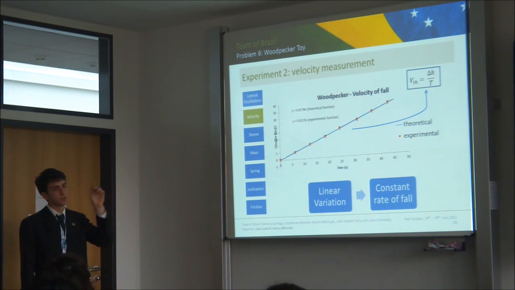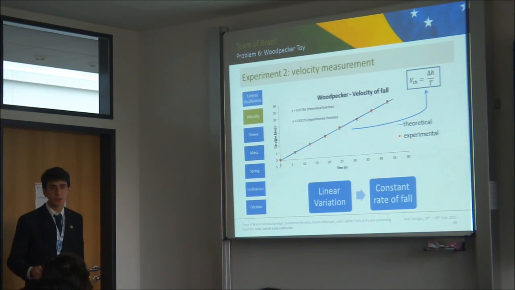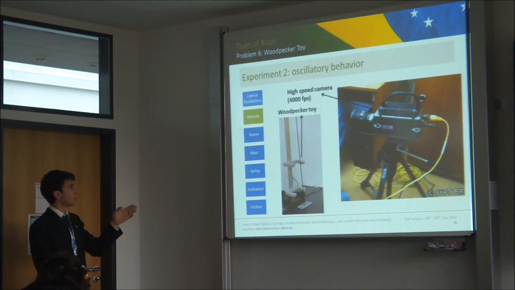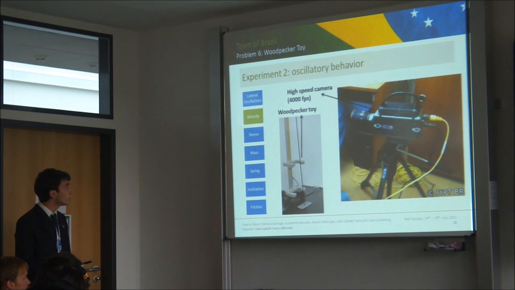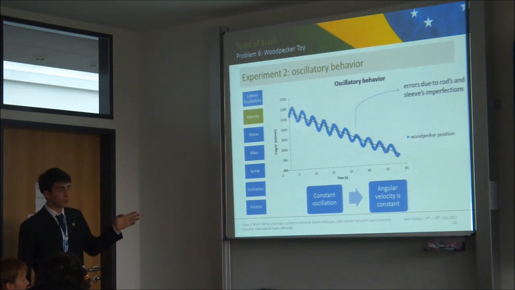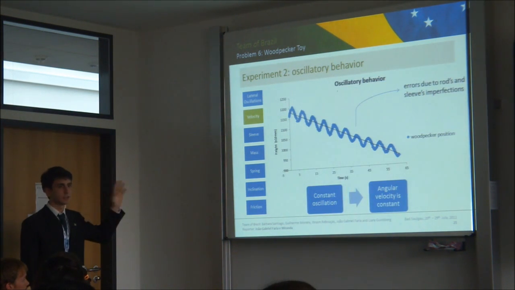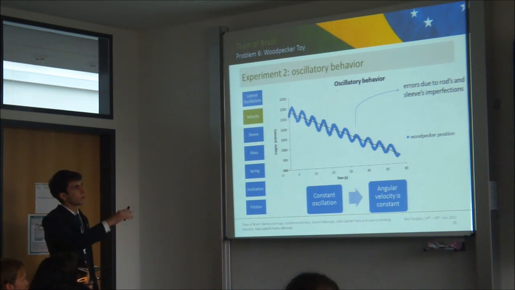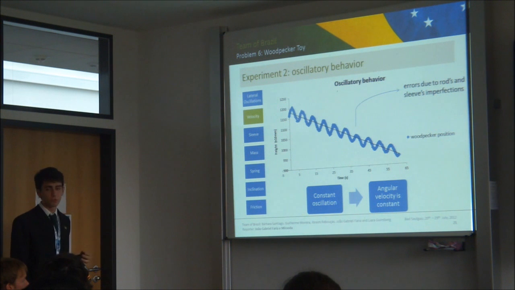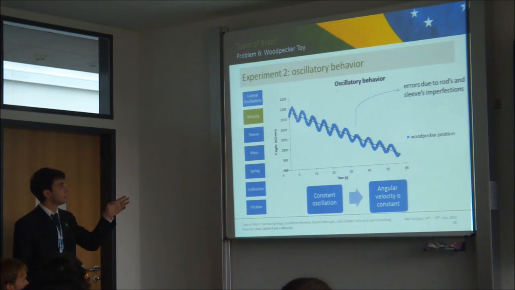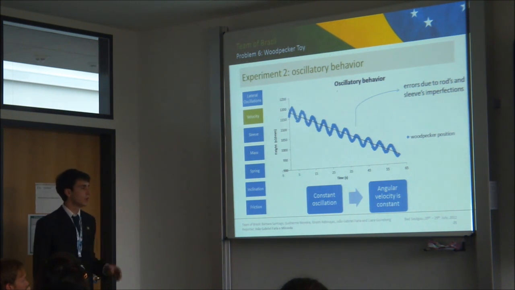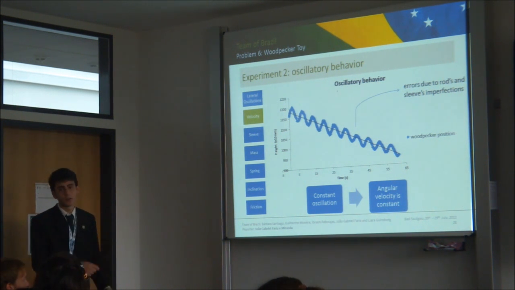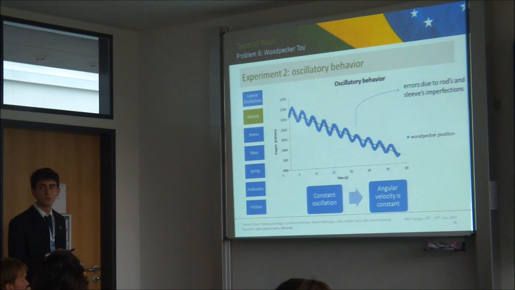Analyzing the period of oscillations, we have another graph, and using a high-speed camera at 4,000 FPS and the woodpecker toy, we can get this graph. It is exactly the same as in our simulation, with small errors due to the rod and sleeve imperfections, but we can clearly see that we have constant oscillation and a constant angular velocity, which agrees with the simulation we showed you before.